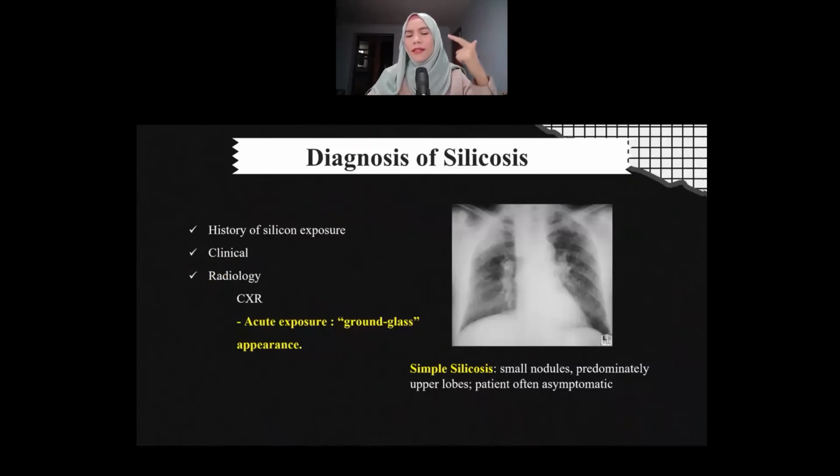Diagnosis is by history, clinical findings, and radiology X-ray. Acute exposure will show a ground glass appearance, while simple silicosis will show small nodules predominant in the upper lobes. Patients are often asymptomatic. Please remember, silica is the ground, so it will show ground glass appearance and affects the upper lung. But asbestos is used for making floors and roofs, so it deposits in the lower lung.